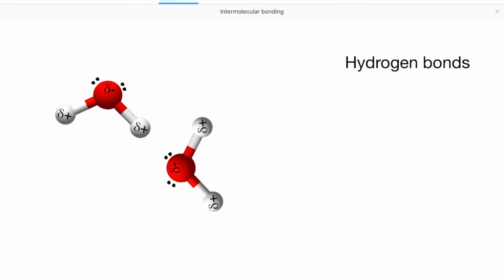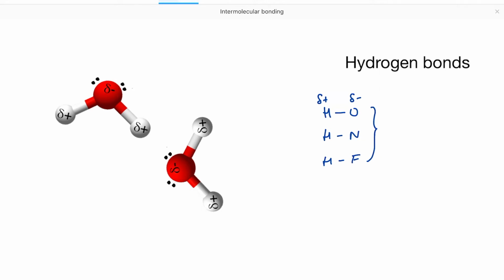Hydrogen bonds are simply a special case in terms of permanent dipole intermolecular bonding. They happen where we have hydrogen bonded to either oxygen, nitrogen, or fluorine. These three elements have a high electronegativity, which means that my hydrogen isn't just delta positive, it's very electropositive. The electron density is spending almost zero amount of time around the hydrogen. It's mostly being drawn very strongly to the oxygen or the nitrogen or the fluorine.